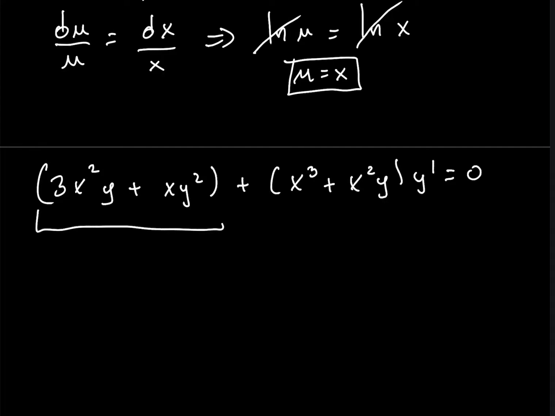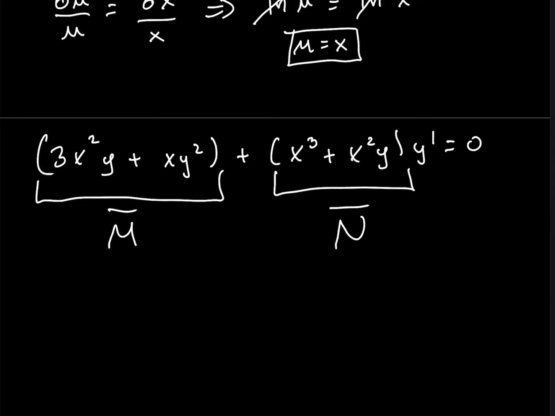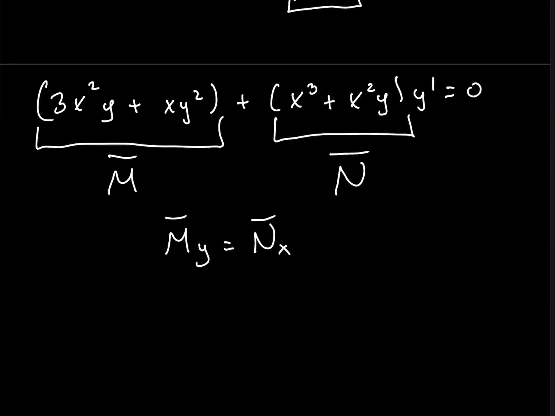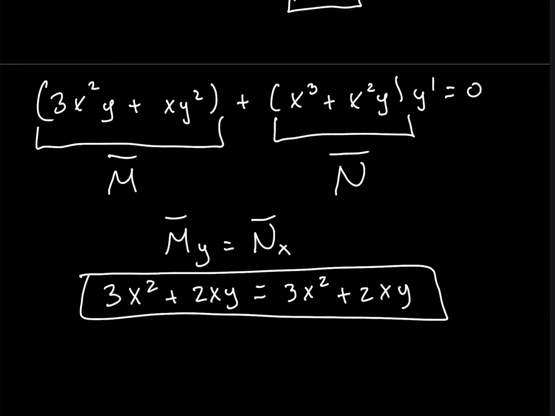And now what we can do is check if this new M that I'm gonna call M hat and this new N that I'm gonna call N hat are exact. And what I mean by that is that we're gonna check that the partial derivative of M hat with respect to y must be equal to the partial derivative of N hat with respect to x. So let's see that. Here we'll have 3x squared plus 2xy. And this should be equal to the partial derivative of N hat with respect to x, which is 3x squared plus 2xy. So now we see that we have an equality here, so we can say this is exact.